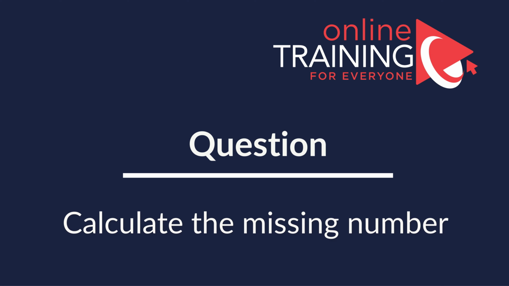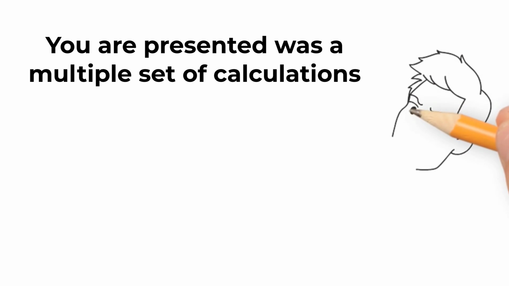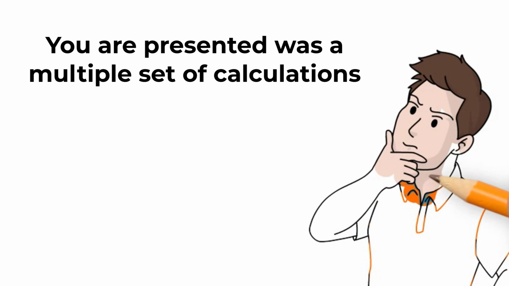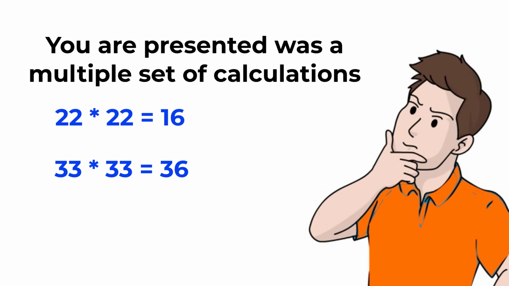You're going to love this problem because it is so confusing. You're presented with multiple sets of calculations. In our case, we have two full calculations, and one calculation is missing the final value. The first calculation is 22 multiplied by 22 equals 16. Second calculation is 33 multiplied by 33 equals 36. And then the last calculation is 44 multiplied by 44 equals question mark.